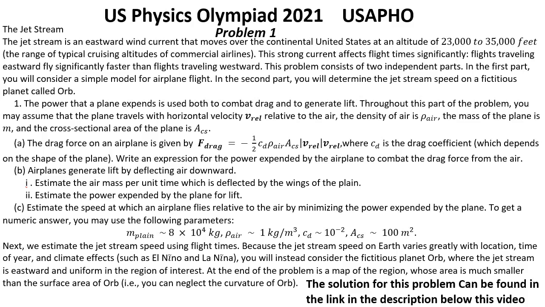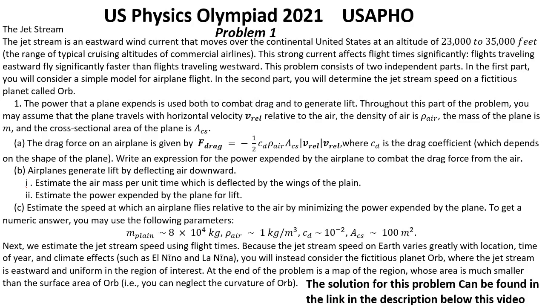Question A. The drag force on an airplane is given by F_drag equals -1/2 C_D rho air A_CS multiplied by the absolute value of v-rel and multiplied by the vector v-rel, where C_D is the drag coefficient, which depends on the shape of the plane. Write an expression for the power expended by the airplane to combat the drag force from the air. Question B. Airplanes generate lift by deflecting air downward.